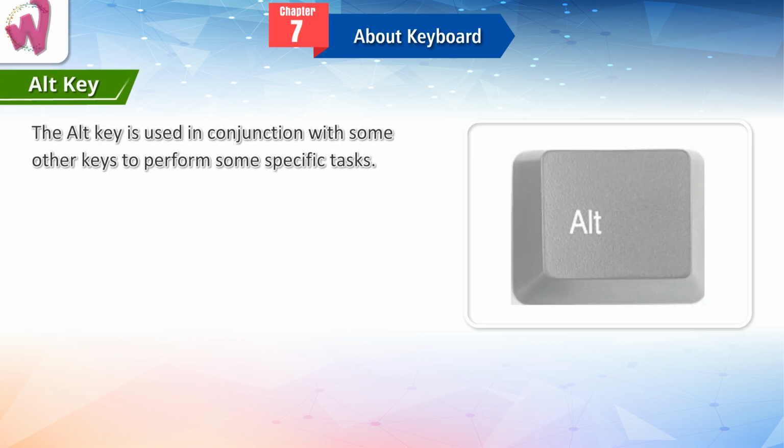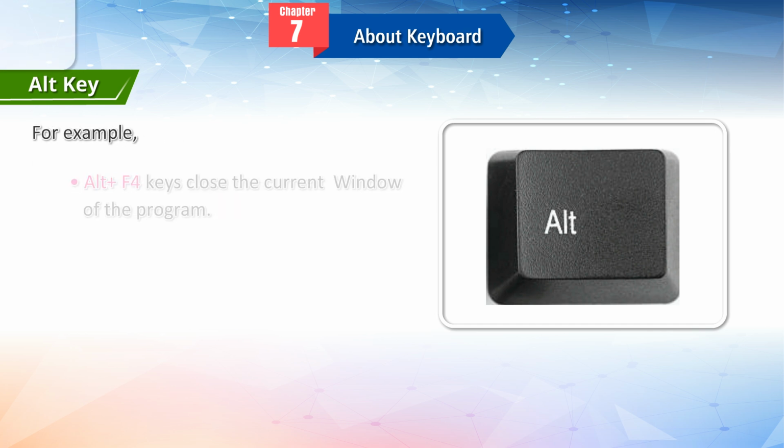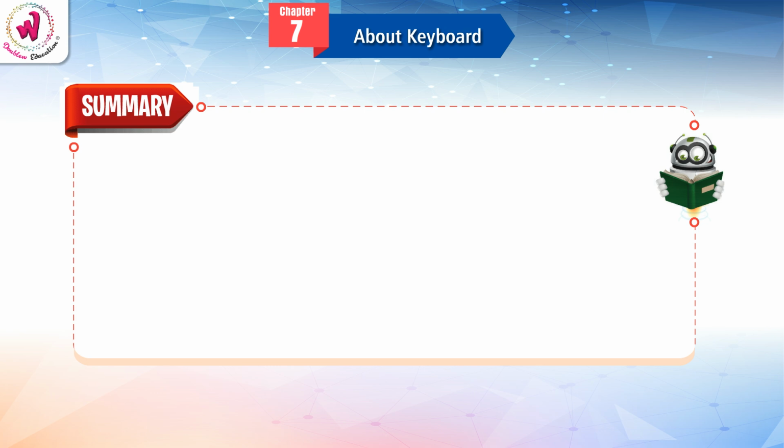Alt key. The Alt key is used in conjunction with some other keys to perform some specific tasks. A keyboard has 2 Alt keys. For example, Alt plus F4 keys close the current window of the program.